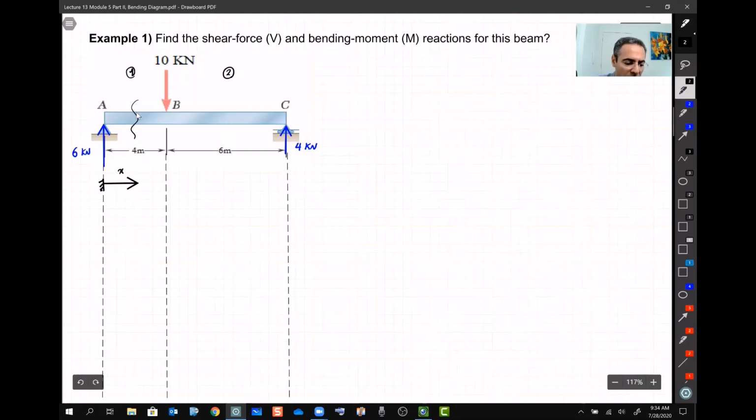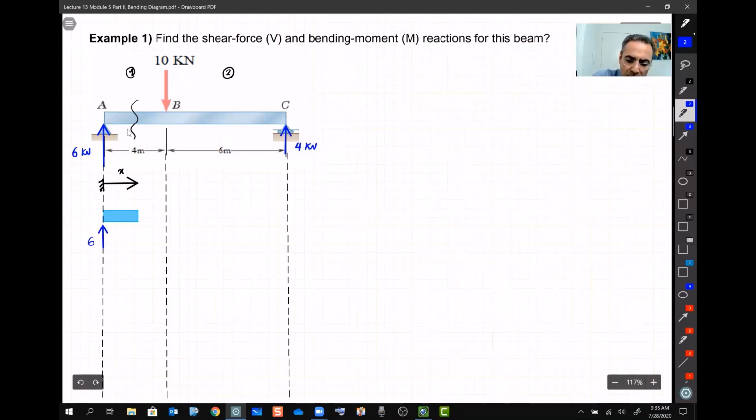So I cut the beam at this point, 1, and now I need to draw the free body diagram for the left or right. Remember, left or right. We don't have to draw both because we said they give us exactly the same values. So this is my section on the left, and then I draw the free body diagram. The external loads, that's exactly what we can see. It is 6 kilonewton here.